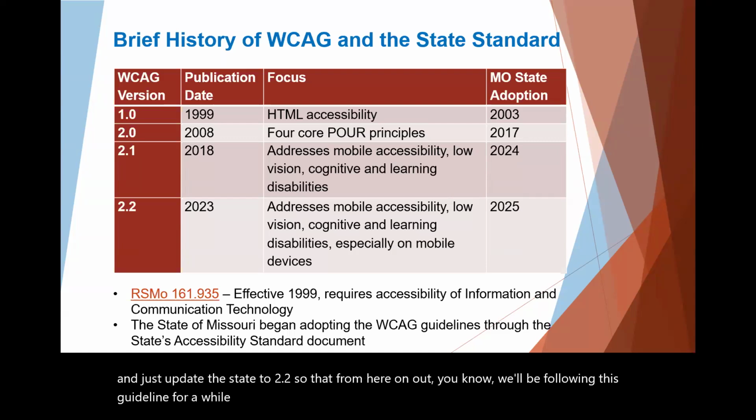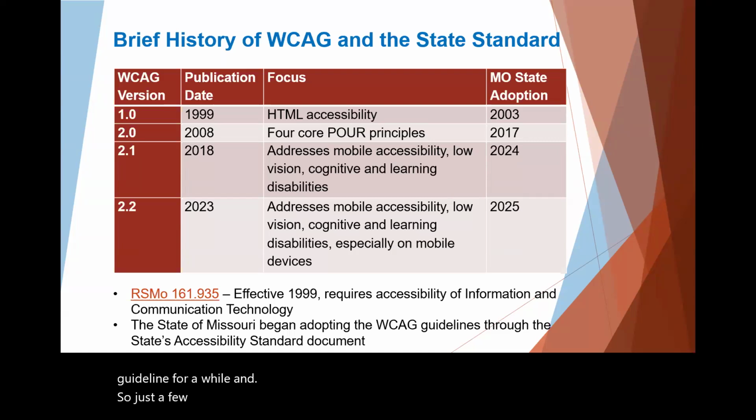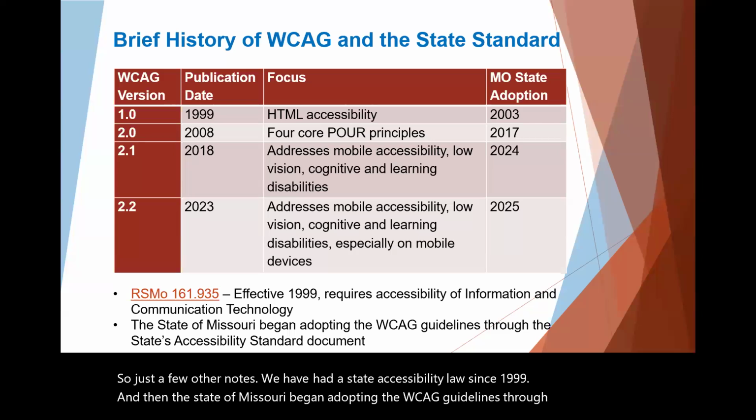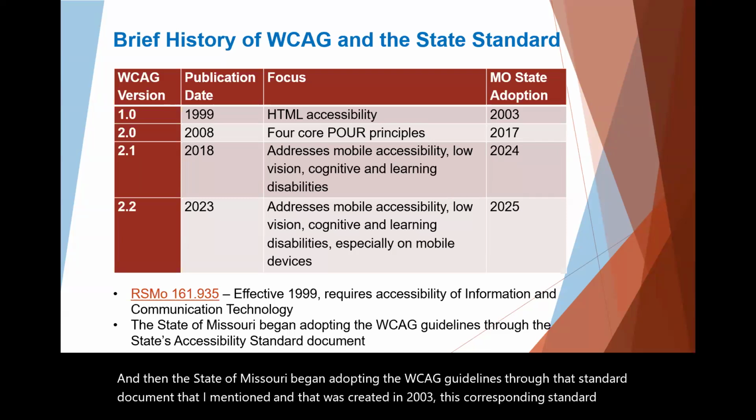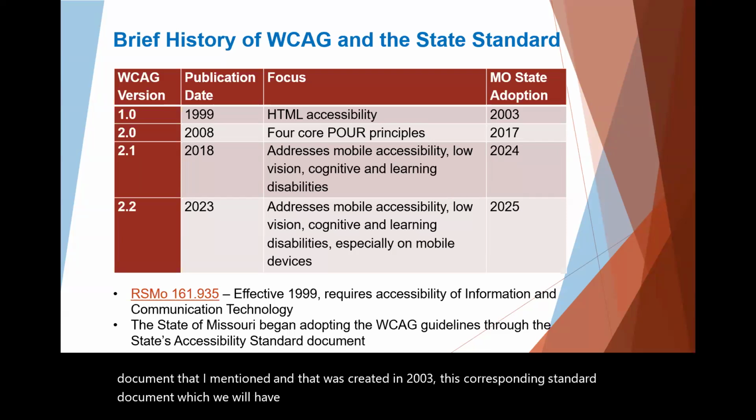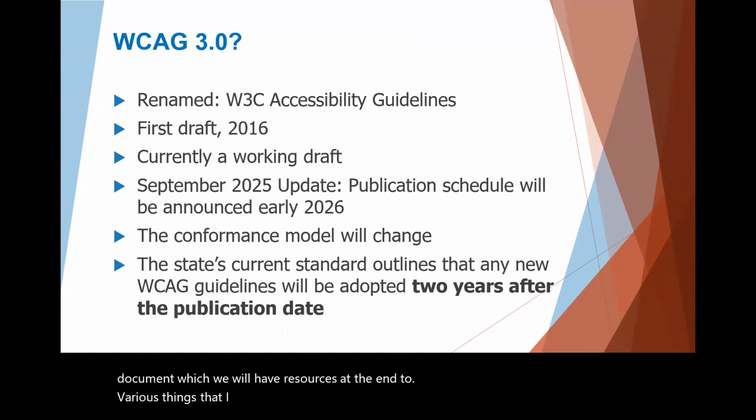And so just a few other notes. We have had a state accessibility law since 1999. The state of Missouri began adopting the WCAG guidelines through that standard document that I mentioned, which was created in 2003. We will have resources at the end to various things that I mentioned.